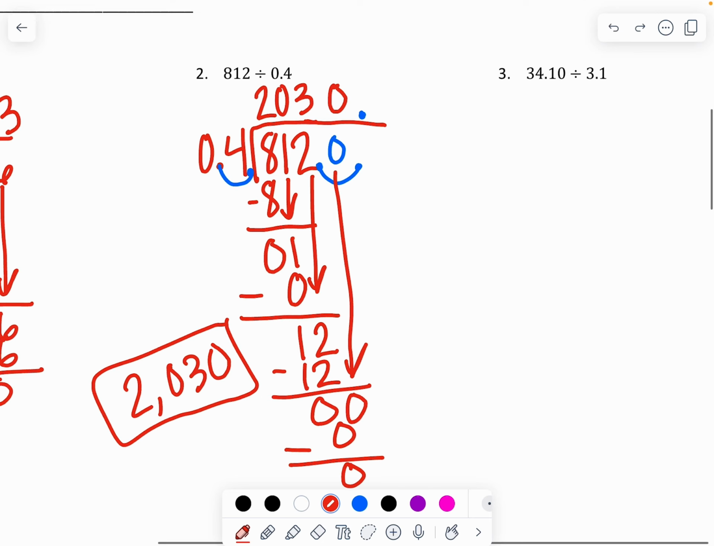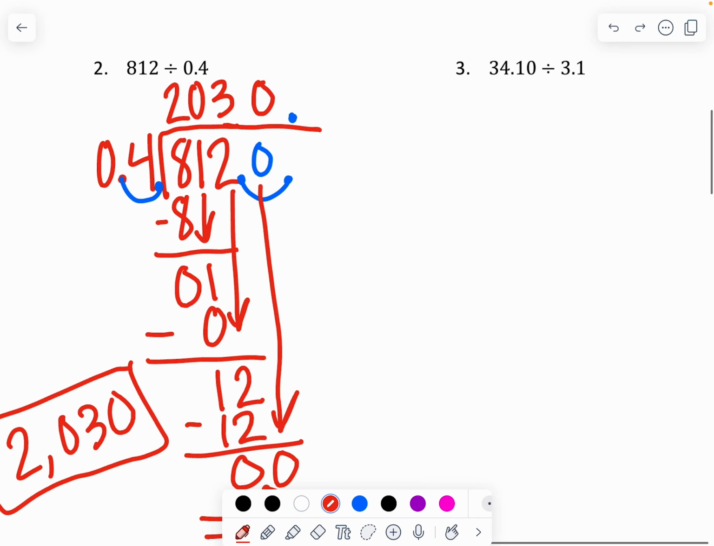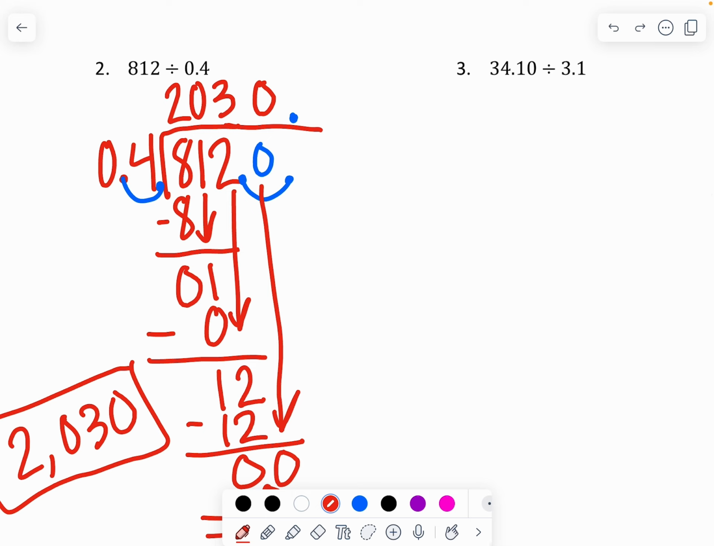All right, on this last one, we have 34 and 1/10 divided by 3 and 1/10. Okay. If you're feeling good about this, go ahead and pause the video, do it on your own, and then you can fast forward to see if you got the same answer as me.